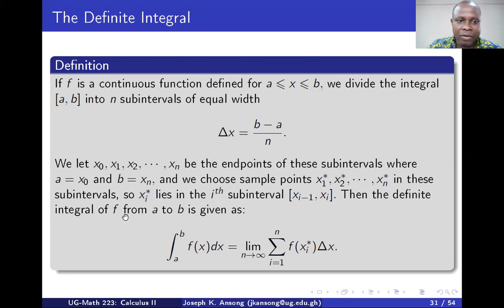Then the definite integral of f from a to b is given as this. Integral from a to b of f of x dx is equal to the limit as n goes to infinity of this summation. So this tells us that the integral that we have seen several times before is actually defined as a Riemann sum, the limit as n goes to infinity of the Riemann sum of rectangles. So that is why the concept of Riemann sums is important. It goes directly to the definition of what we mean by a definite integral.